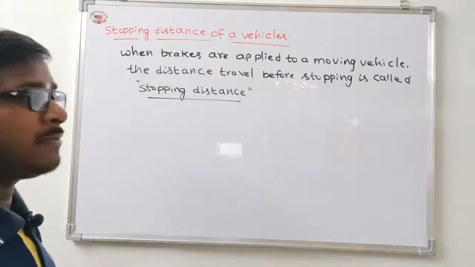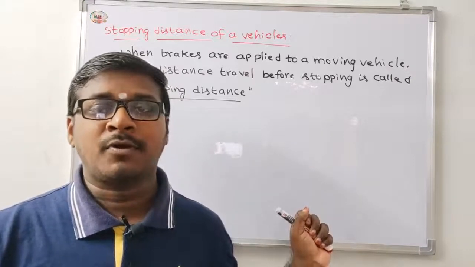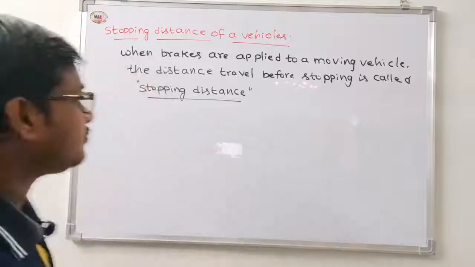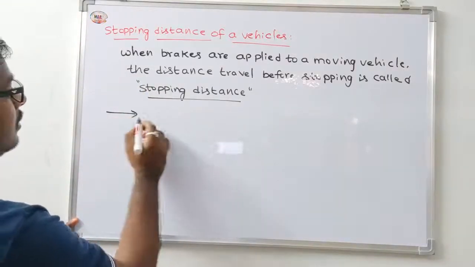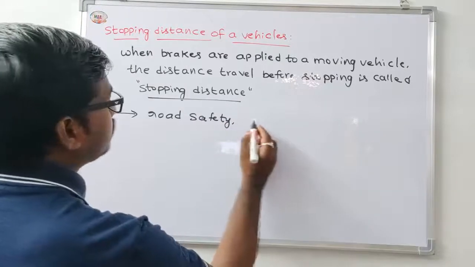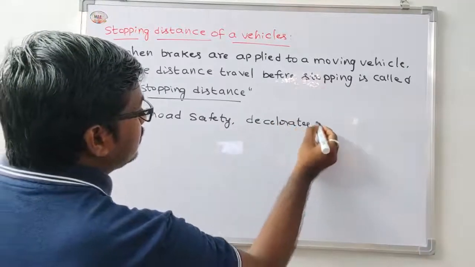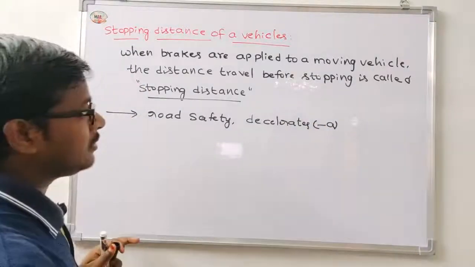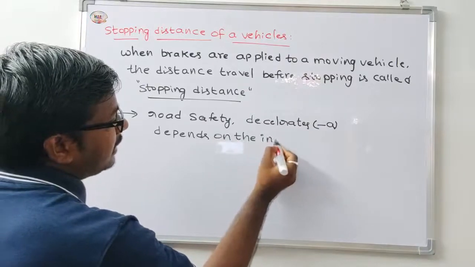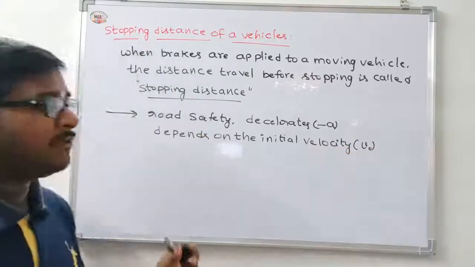Stopping distance is a main important factor of road safety, and it depends upon the initial velocity and the braking capacity or deceleration. The vehicle decelerates, that is minus a, a negative acceleration, and it depends on the initial velocity, that is v0.